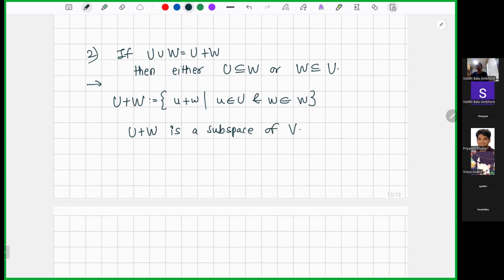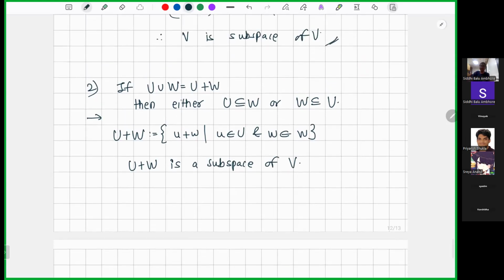So when someone writes that U union W is U plus W, what they actually mean is that this U union W is a subspace of the given vector space. They are indirectly giving us the information that this U union W is actually forming a subspace. So this statement means that U union W is a subspace.